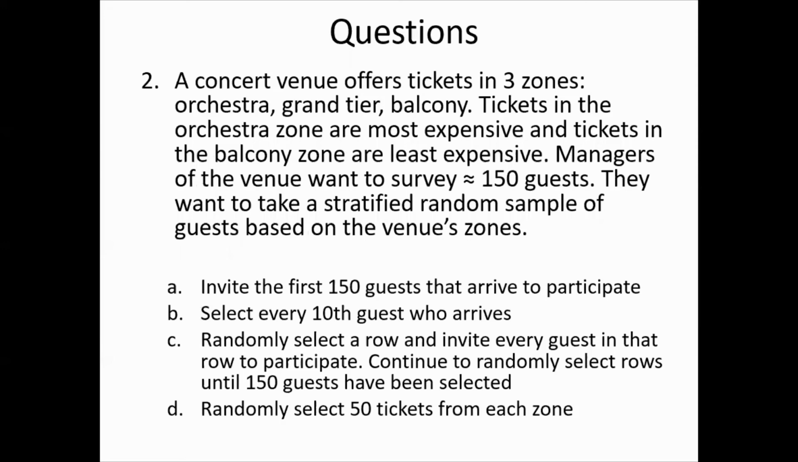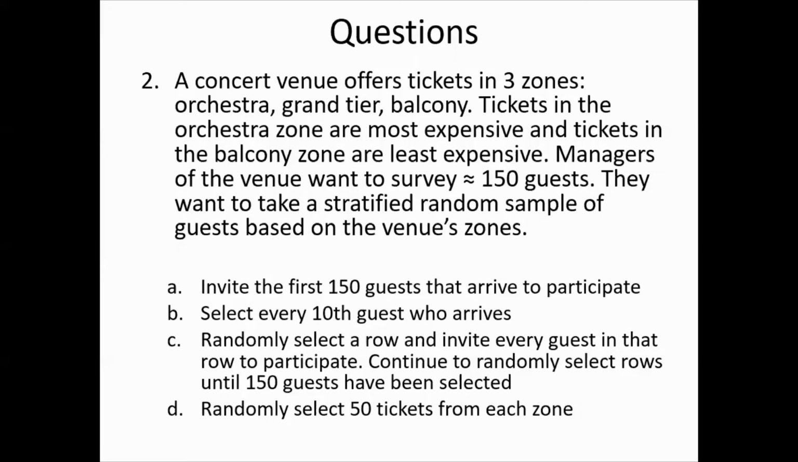A concert venue offers tickets in 3 zones. Sorry about the numbering, it's number 4. So this one is for Jazz. I don't want anybody to help Jazz now, or Robin. I want to hear from Robin and Jazz. A concert venue offers tickets in 3 zones: the orchestra, the grand tier, and the balcony. Tickets in the orchestra zone are most expensive, while tickets in the balcony zone are least expensive. The managers of the venue want to survey approximately 150 guests.